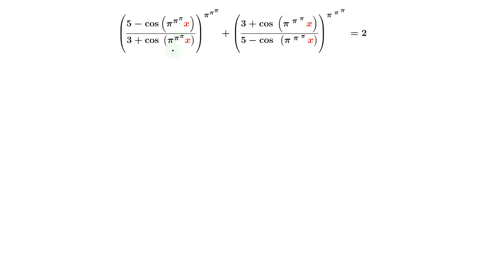Today we're going to be solving this problem to find the value of x. As we can see here, the second term is the inverse of the first one and vice versa. So I'm going to keep the first one and work on the second one.